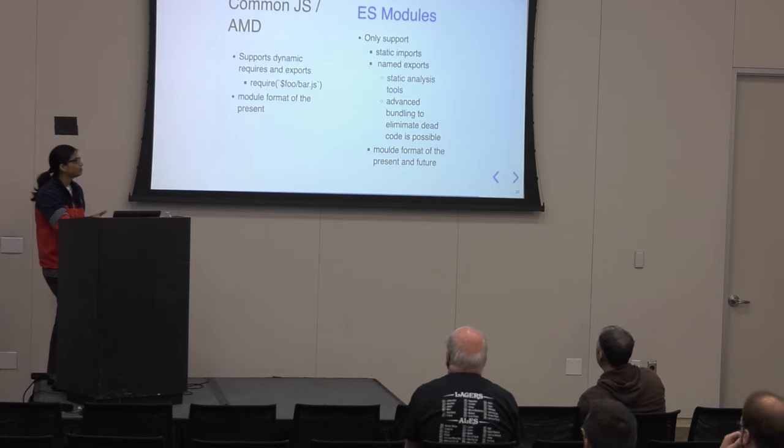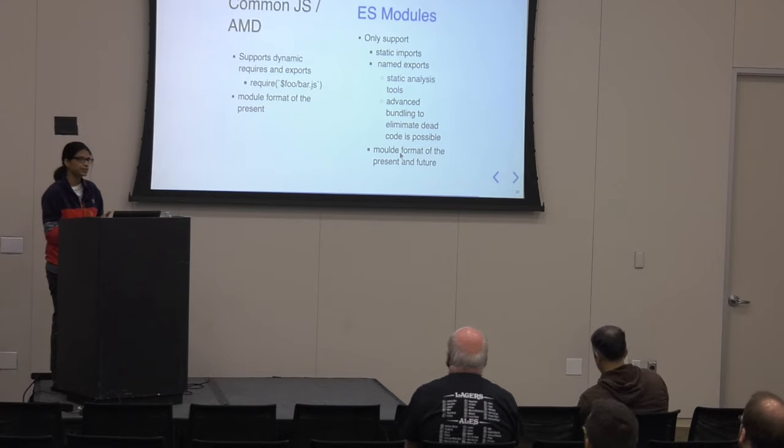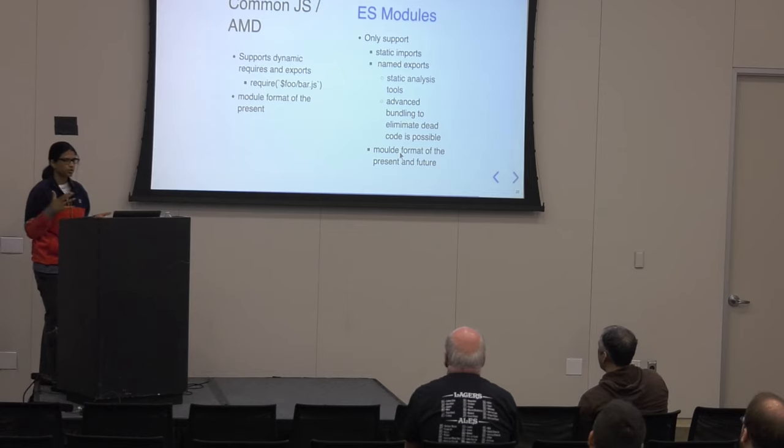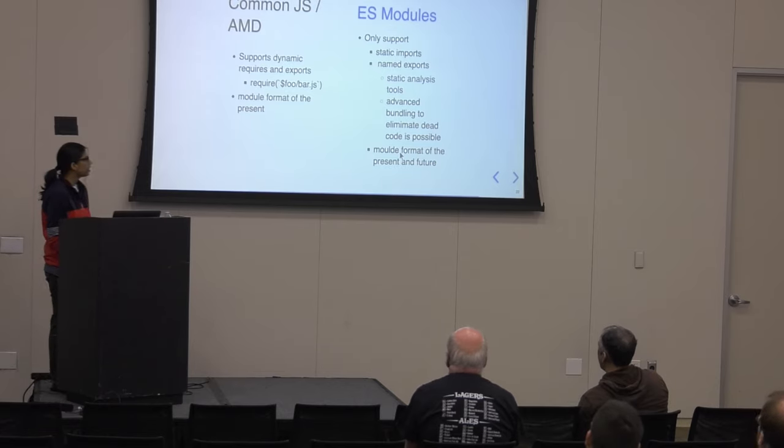So CommonJS, the first thing is it's a module format of the present. There's a lot of apps written in CommonJS. ES modules, there is a lot of adoption for ES modules, so most browsers have ES modules implemented. Node has an experimental version that's released, soon going to be a minor release, and I think ES modules will be supported by most platforms very soon, like in the next couple of months. So it's not a matter of vendor support, it's just about adoption, like how does the community move from CommonJS to ES modules? So that's the second point.